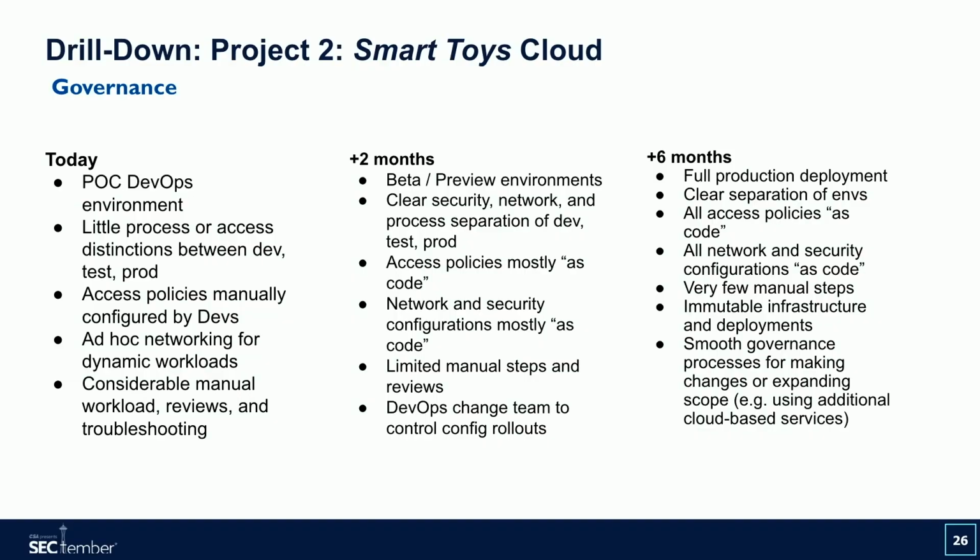So what they want to get to in 2 months, say, is a beta and a preview environment, so we want to have separate environments. We want to have clear processes that separate our development, test, and soon-to-be production environments at a network layer, at a process layer, at a security layer. And we want to have our access policies driven mostly as code, so there's as little human interaction, as little creativity, meaning margin for error, around those access policies, to get humans out of the loop on that.